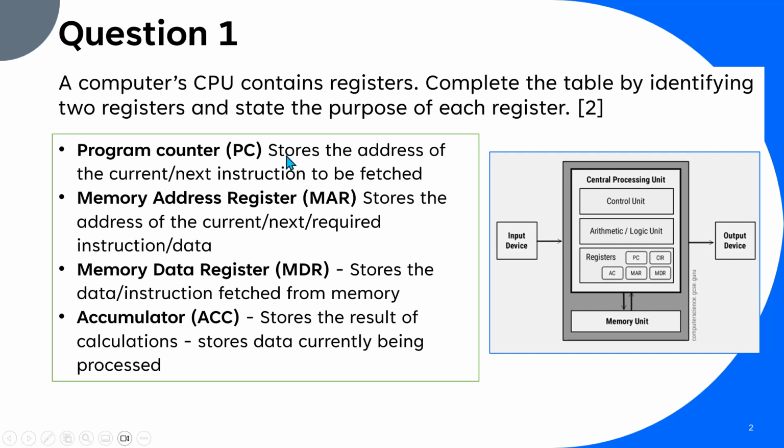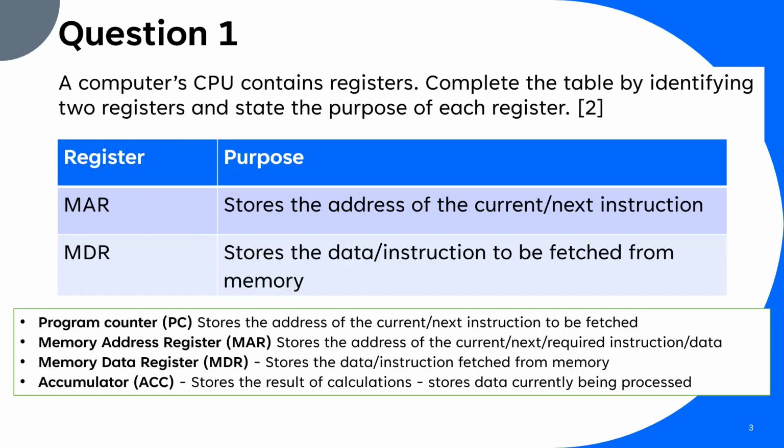registers. You got the program counter as well, which stores the address of the current or next instruction to be fetched. And you've got the accumulator, which stores the result of calculations. So any of those that you can remember, that's great. Obviously you want to remember all of them, but let's have a look at the table on the next slide.